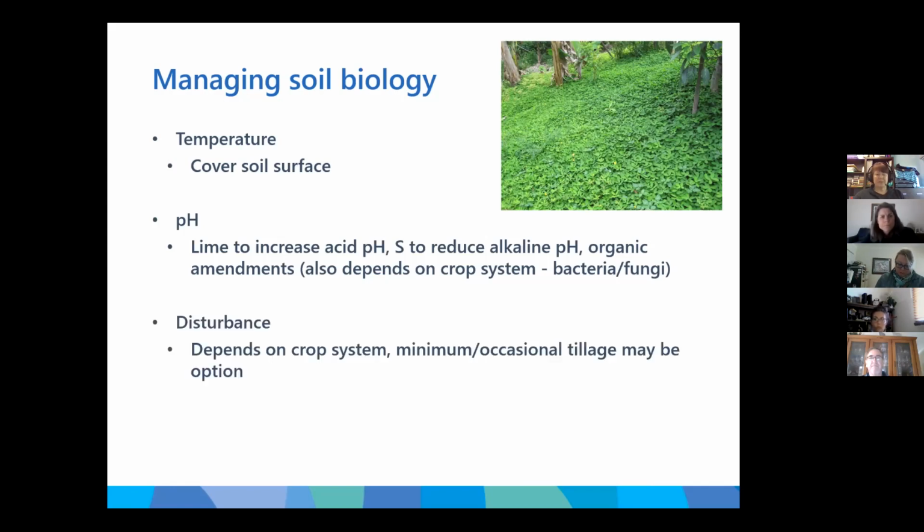And disturbance, so there might not be too much you can do in the system, but maybe there is different frequency of tillage, and so we'll just think about the processes that go on depending on your crop.